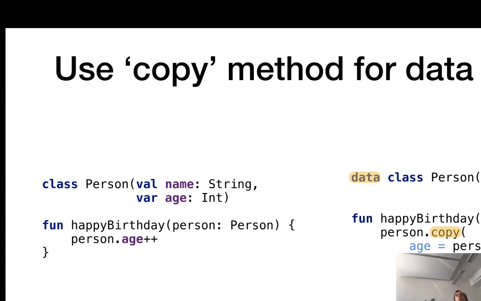So the copy method is one of the methods that is generated for you by the compiler when you mark the class as data. So in addition to the equals, hashCode and toString methods, which all data classes have, they also get some other methods, and one of these methods is the copy method. And this copy method allows you to create an instance of essentially the same object as this one, but with some properties changed to other values. So in this case, I'm changing the age to age plus 1. So I'm getting a new person, who is the same person, but 1 year older.